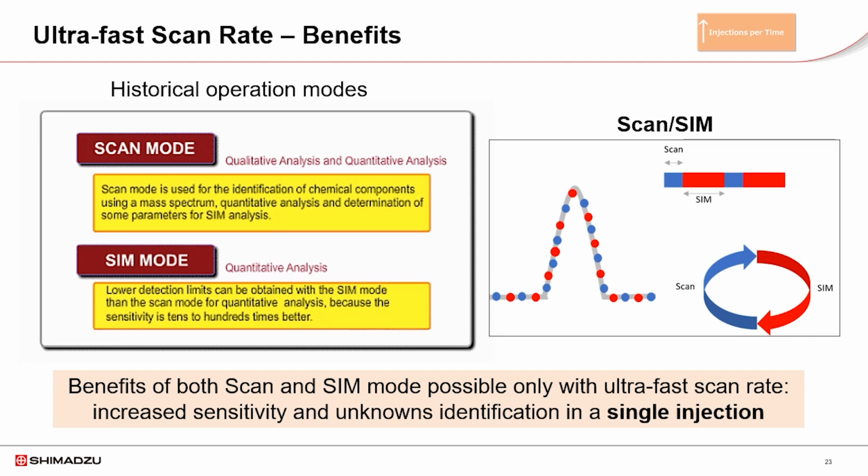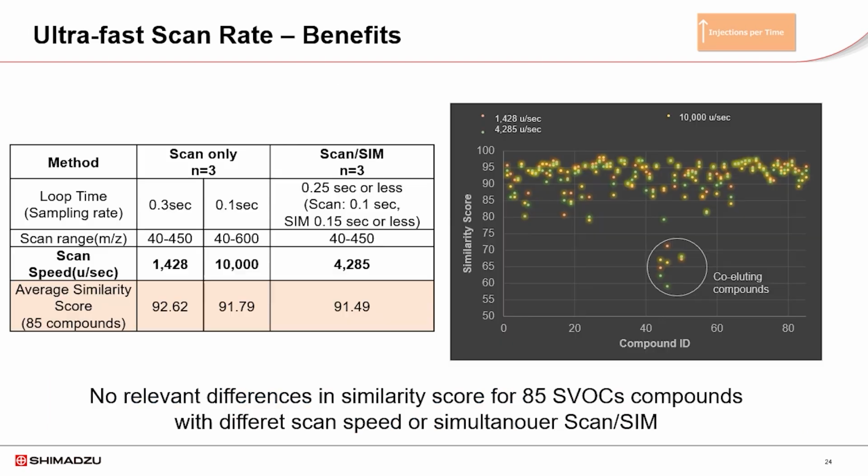Let's see the ultra-fast scan rate study. We prepared several conditions. One is a common range and speed of around 1000 u per second. One is a faster scan speed of around 10,000 u per second. And the last one is scan and SIM at around 4,000 u per second.